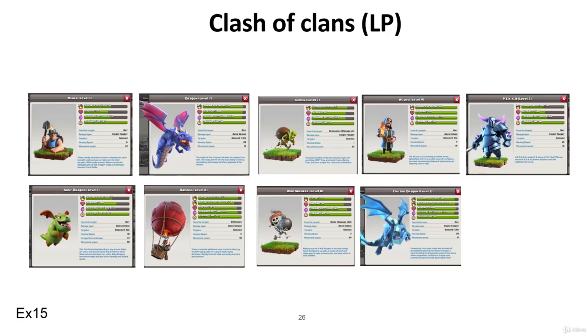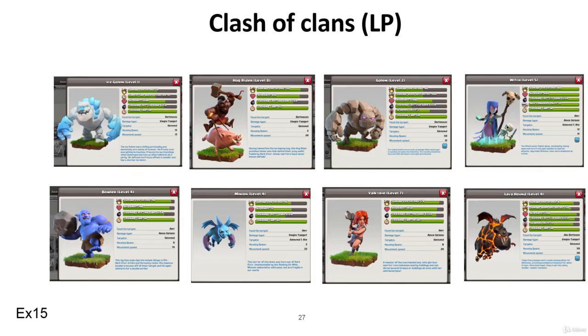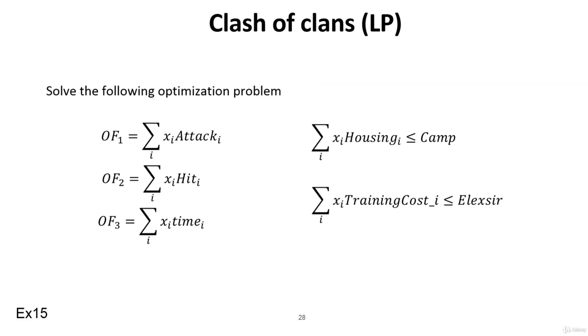So as I said, depending on your troop, they have different requirements and different costs. Some of them take more time to train and they use more Elixir, okay? In order to find out the best strategy to train your troop, you can create an optimization problem and solve it for yourself. There are multiple troops that you can train, and each of them has its own characteristics.